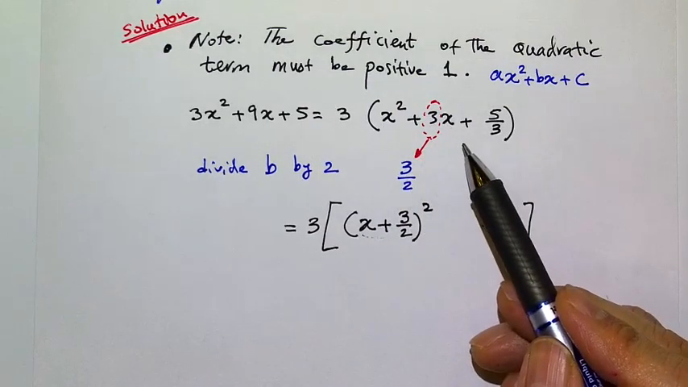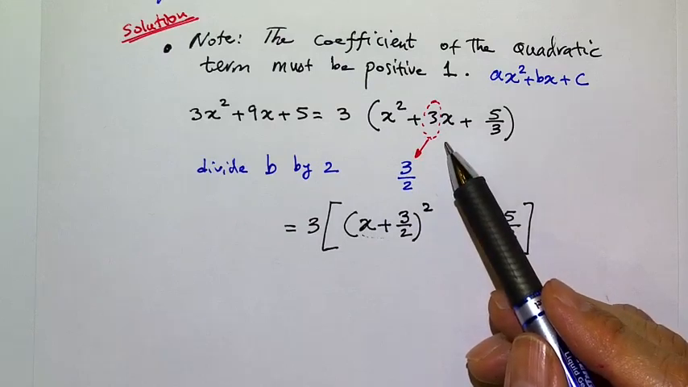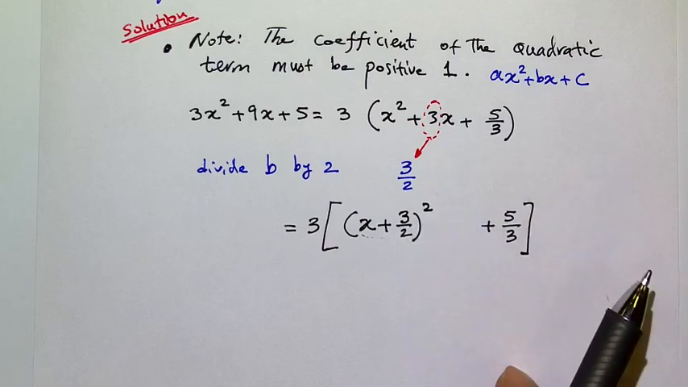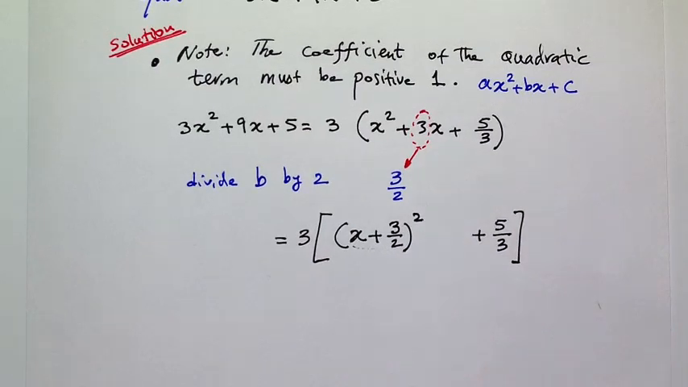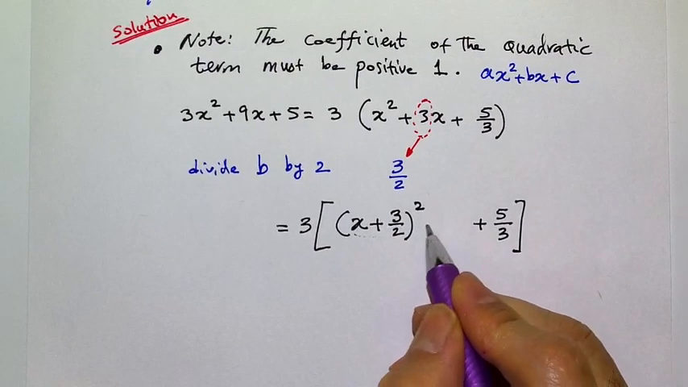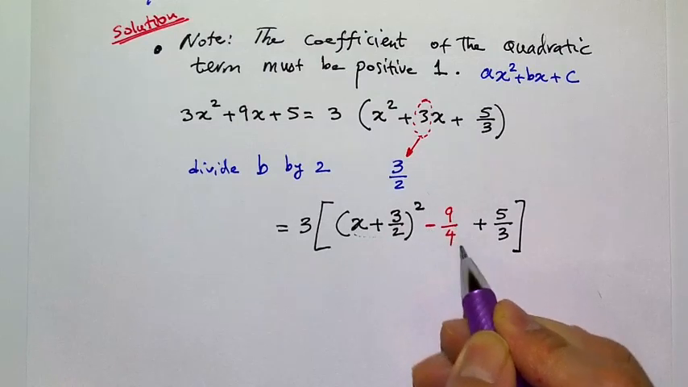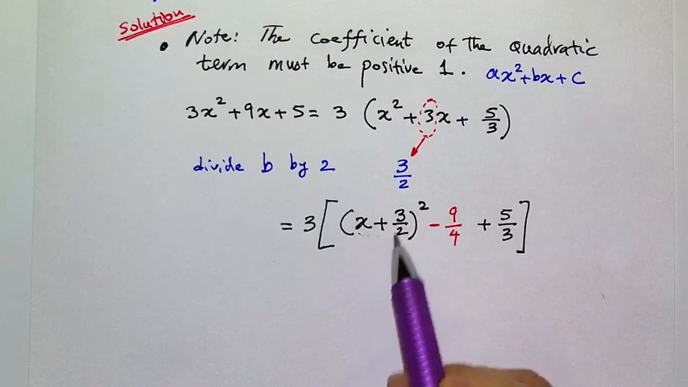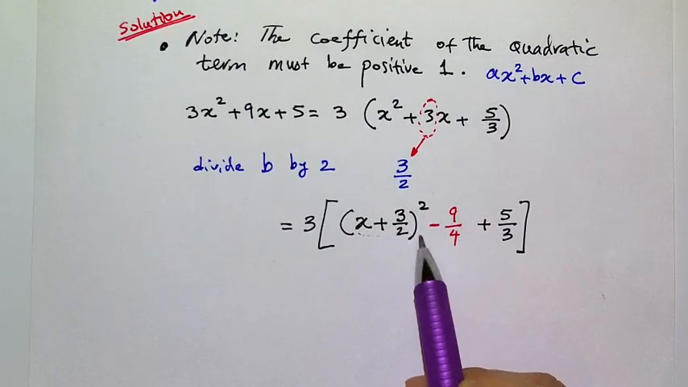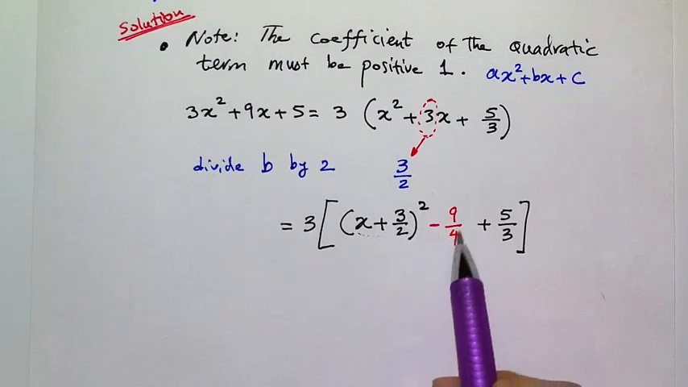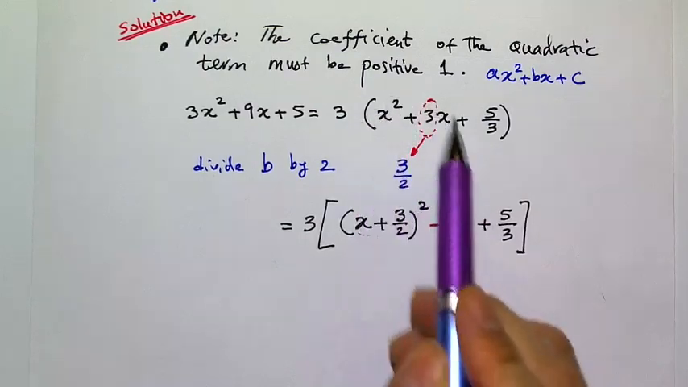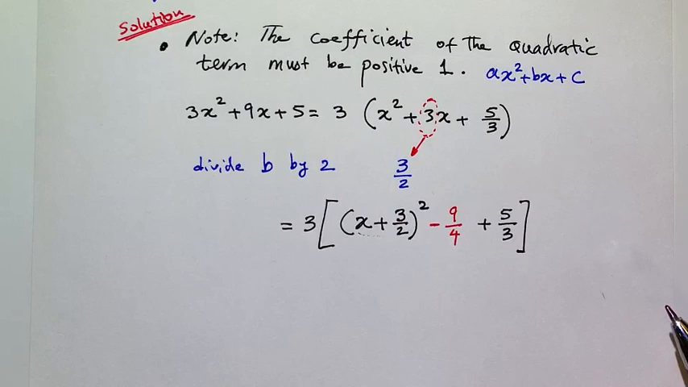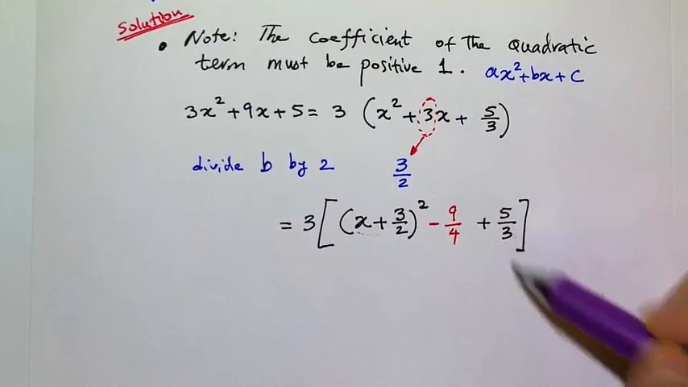So how do I deal with this problem of having an additional 9/4 value? Well, we simply subtract 9/4. Now, if you expand x plus 3/2 squared and then subtract 9/4 from it, you end up with exactly x squared plus 3x. Okay, and of course 5/3 is out here.